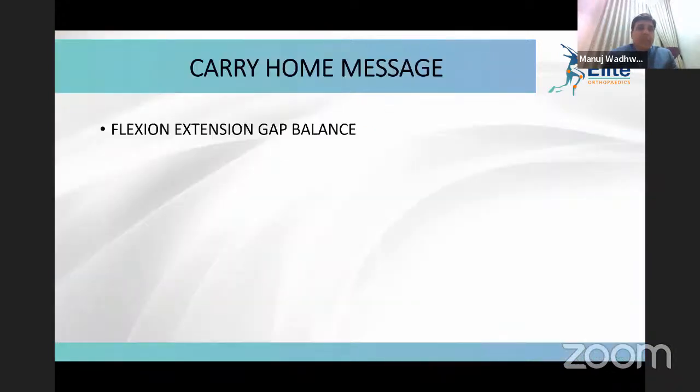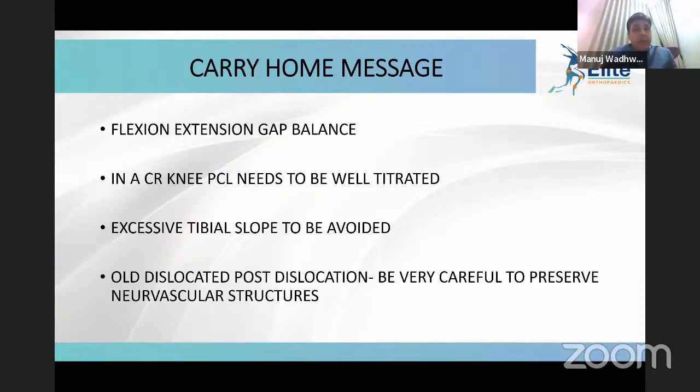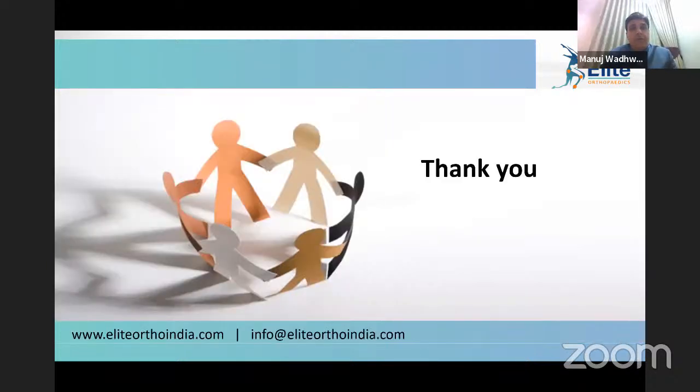The carry-home message is that flexion-extension gap, like we keep saying in every primary, is the optimal part. If you're doing a CR knee, your PCL needs to be well titrated. Excessive tibial posterior slope has to be avoided in CR knees. And whenever you're handling very old dislocated posterior dislocations, be very careful to preserve the neurovascular structures. And thank you so much for assisting with us.